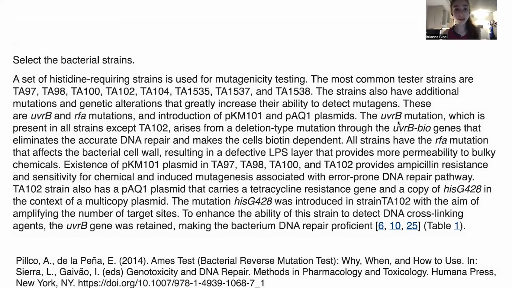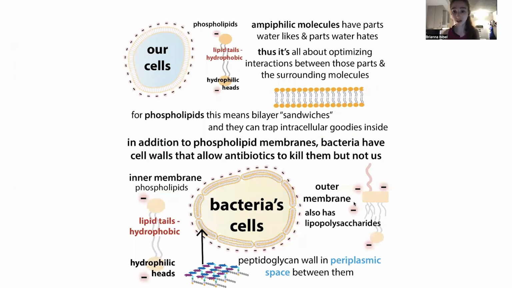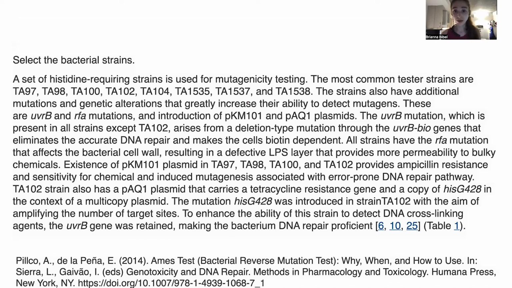This uvrB mutation eliminates accurate DNA repair and makes the cells biotin dependent. This rfa mutation affects the bacterial cell wall, resulting in a defective LPS layer that provides more permeability to bulky chemicals. So it makes it easier for things to get in because it has mutations in this lipopolysaccharide cell wall. This is another reason why this isn't a direct measure of what might happen in your body, because chemicals might have a different time getting into your cells than into bacteria cells.